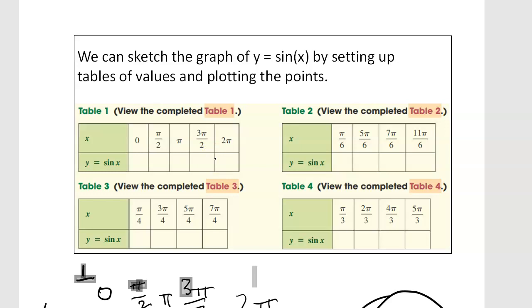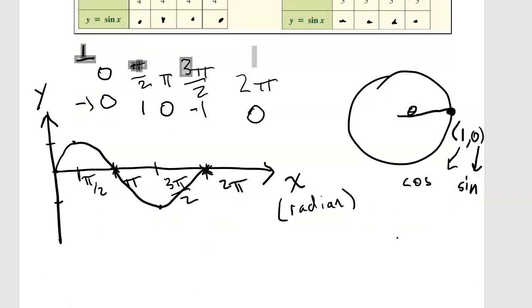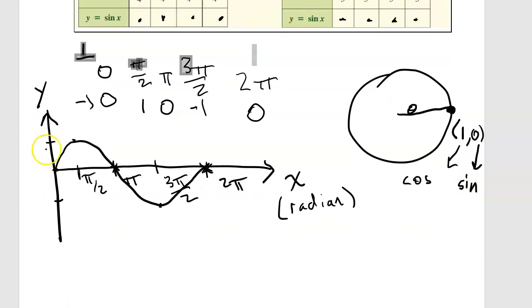So basically, if you look at these tables and you take the y coordinate and fill all of these values in, you'll be able to get a clearer picture of what the sine graph looks like. And basically it'll fit this graph pretty well, right?